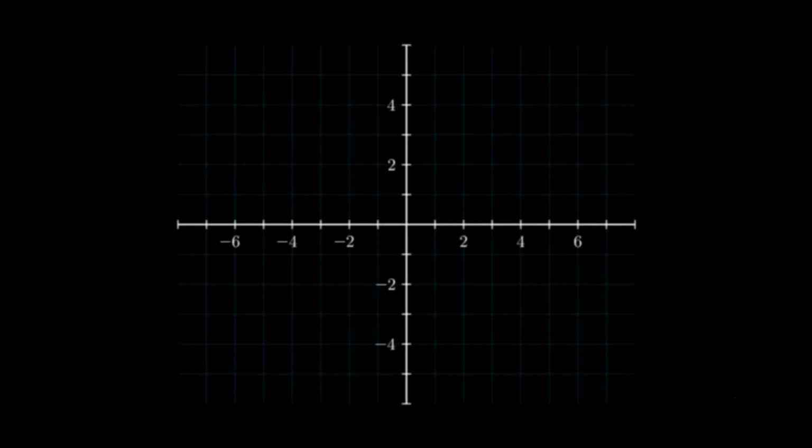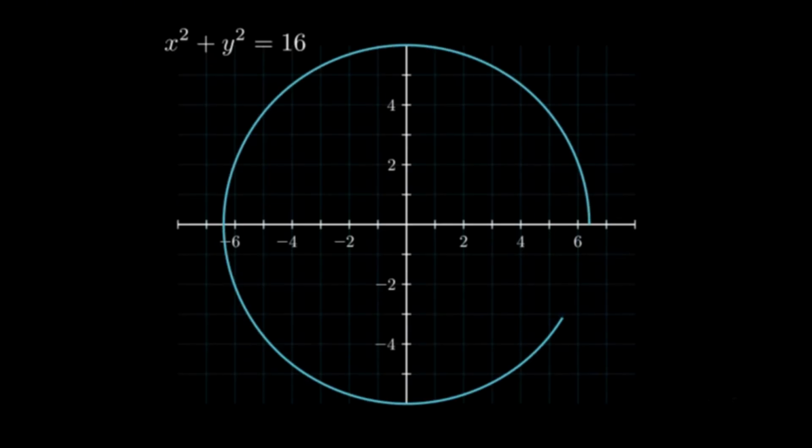Let's explore how the equation of a circle changes when we move its center from one point to another on the coordinate plane. When a circle is centered at the origin of the coordinate system, its equation takes the simplest form, x² + y² = r², where r represents the radius of the circle. Here we have the equation x² + y² = 16. This represents a circle centered at the origin, point (0, 0), with a radius of 4. We can verify this because the radius squared is 16 and the square root of 16 is 4.